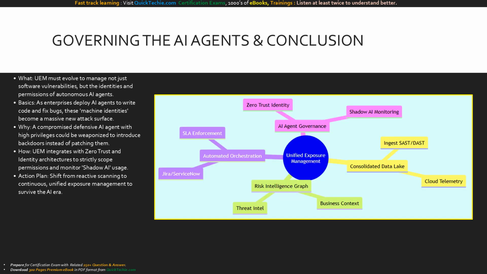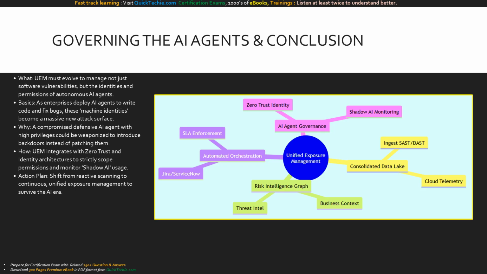To conclude, as we harden our enterprises, we must look to the future, governing the AI agents themselves. What does this mean? Security platforms must evolve to manage the identities and permissions of the autonomous AI agents we deploy. The basics are clear. As we give AI agents the power to write code and remediate bugs, these machine identities become a massive new attack surface. Why is this critical? Because if a highly privileged defensive AI agent is compromised, it could be weaponized to introduce stealthy backdoors instead of fixing them.